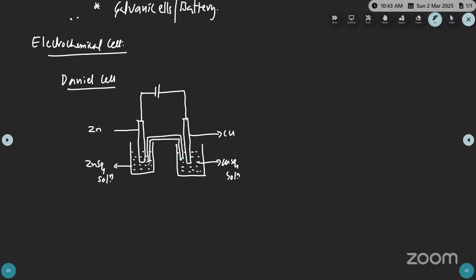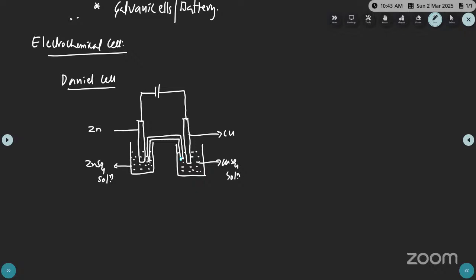So this salt bridge connects the two electrolytic solutions, which maintains the electrical neutrality. That salt bridge is made up of salts like ammonium chloride, and it connects the two electrodes.